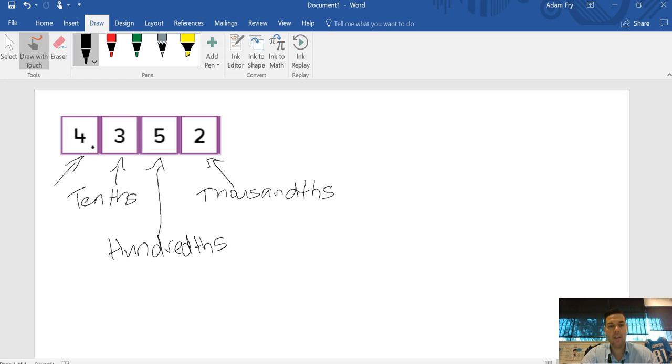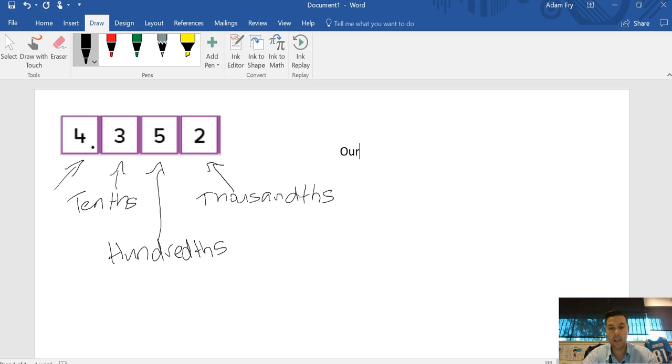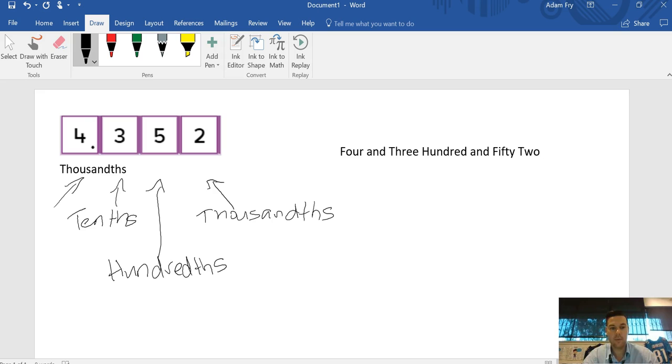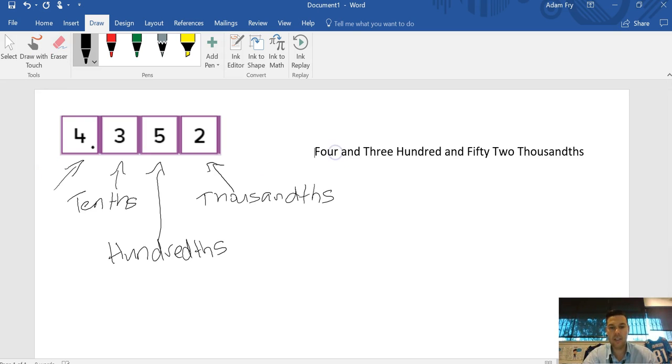So the way that we write this out in words, and we spoke about this particularly, equals 4, because there's 4 wholes, and 352 thousandths. For this particular problem, this is how we write it out in words: 4 wholes and 352 thousandths. You've got to make sure you've got the thousandths at the end, boys. That's super, super important.